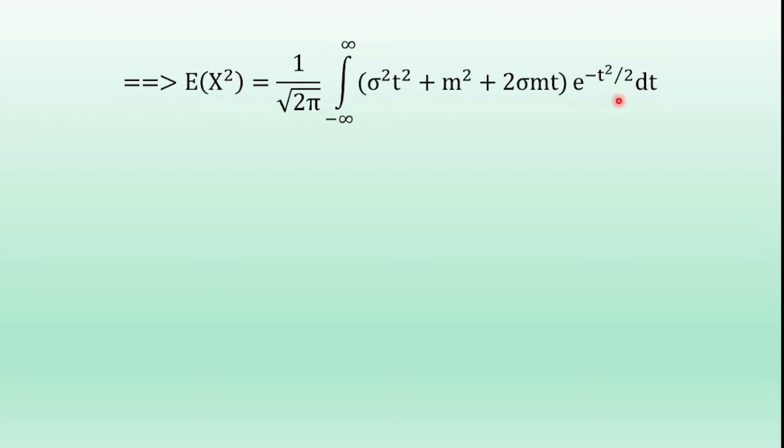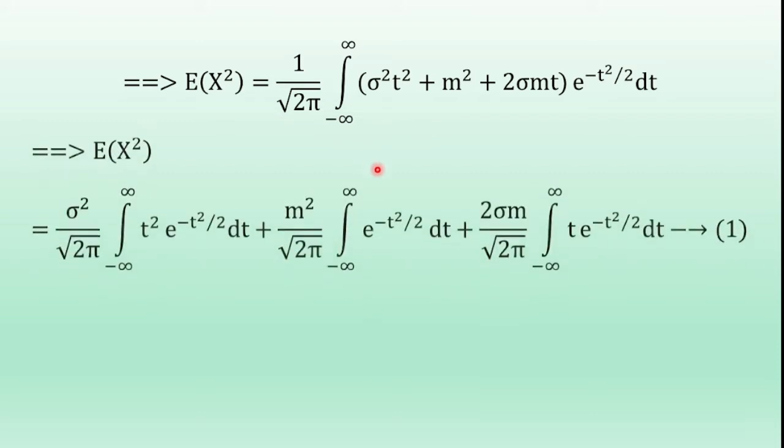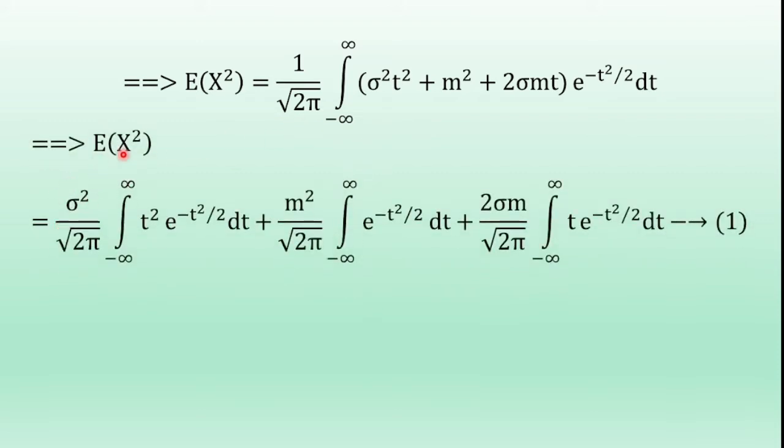Multiplying e power minus t square by 2 within the bracket and applying the integration to each term, we have expectation of x square is equal to sigma square by square root of 2 pi integral from minus infinity to infinity of t square e power minus t square by 2 dt, plus m square by square root of 2 pi integral from minus infinity to infinity of e power minus t square by 2 dt, plus 2 sigma m by square root of 2 pi integral from minus infinity to infinity of t into e power minus t square by 2 dt. This is considered as equation 1.